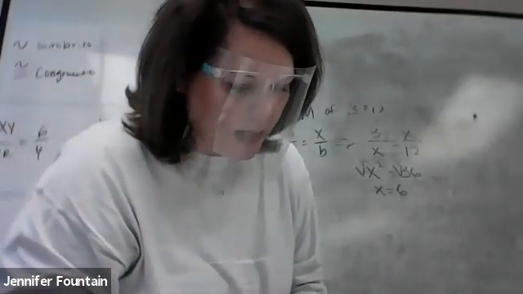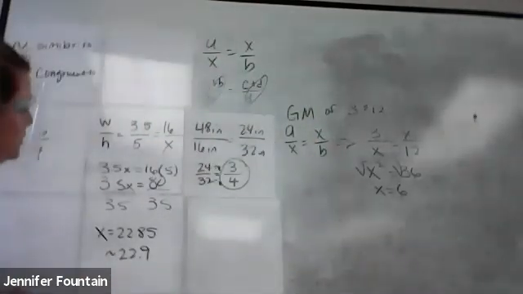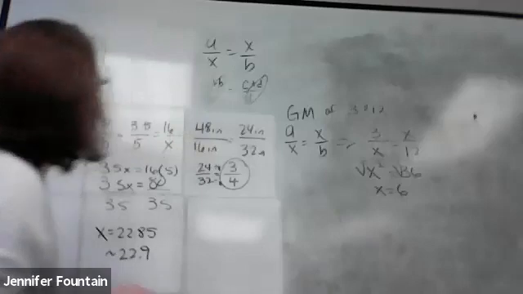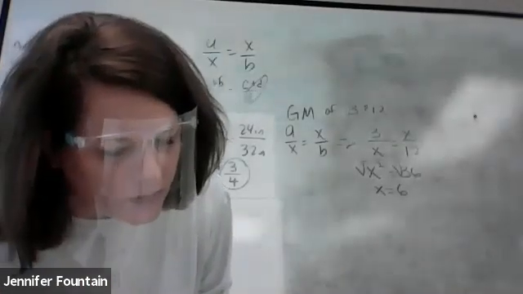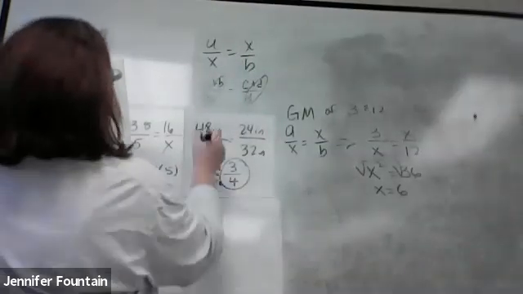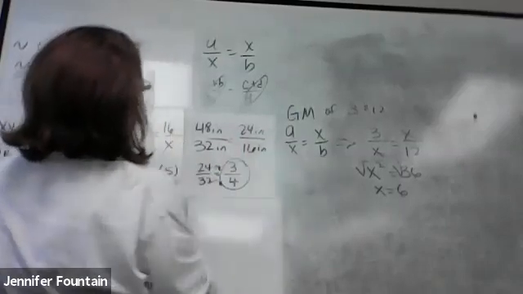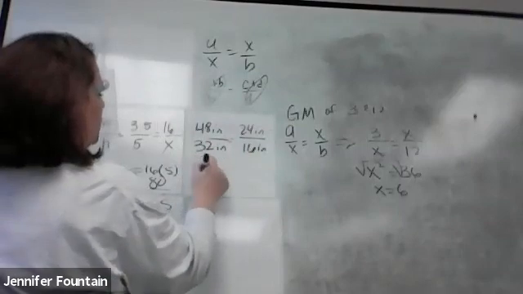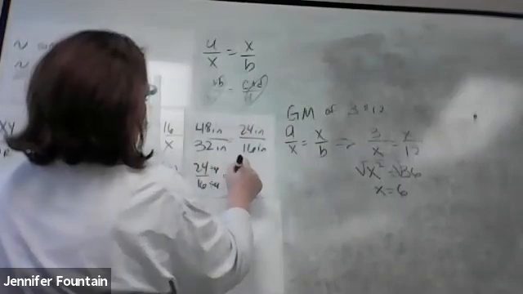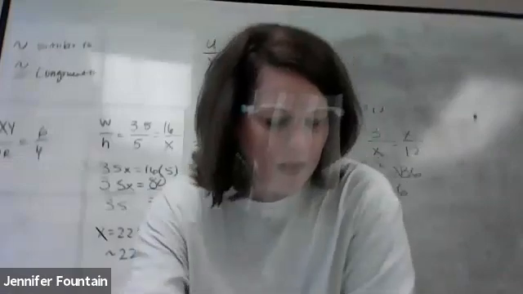Oh, who told me 24 to 32? It's 24 to, oh, it was 48 to 32. And then 24 to 16. So then 24 over 16 are both divisible by 4. So we end up with 6 over 4, which is 3 over 2.